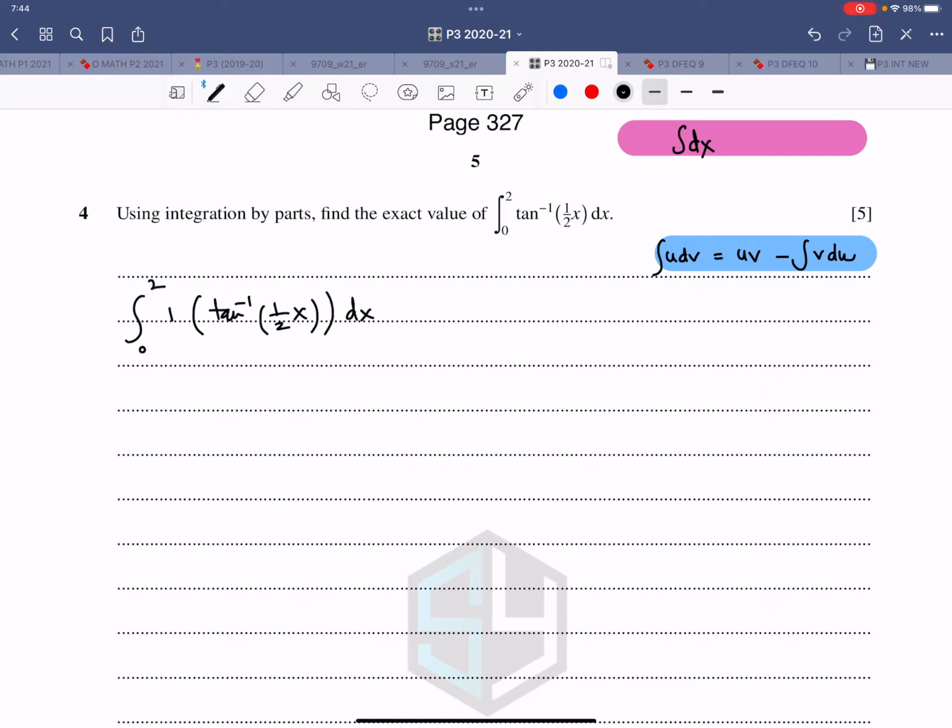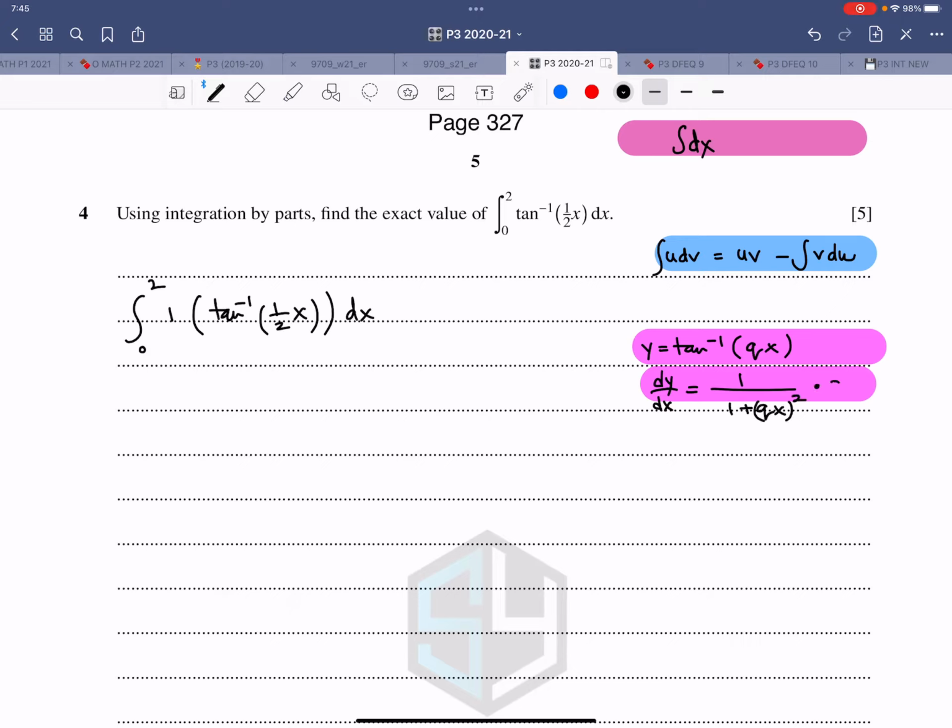What extra knowledge do I need over here? I need to know the derivative of tan inverse. This is something very common that has been coming up a lot in recent years. When we have y equals tan inverse of qx, and when we differentiate it, dy by dx is 1 over 1 plus qx, the whole thing squared, multiplied by q.